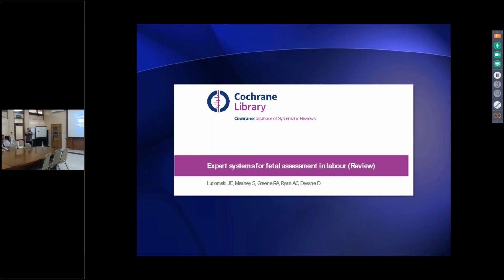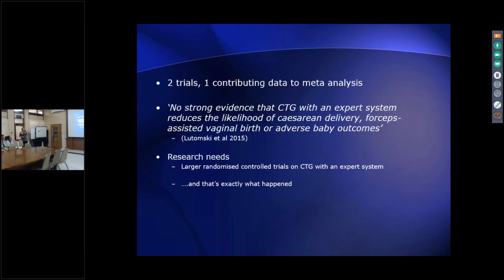So at the time we did this review, we found 2 trials, and we found only one of the studies contributed data, and we found there was no strong evidence that using a CTG with the computerized interpretation or expert system reduces the need for cesarean section or instrumental vaginal birth or improves babies' outcomes. And we said larger randomized trials are needed, and that's exactly what happened.